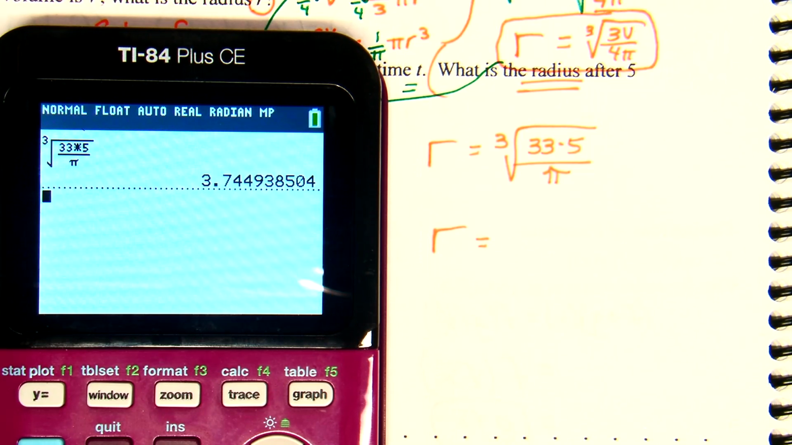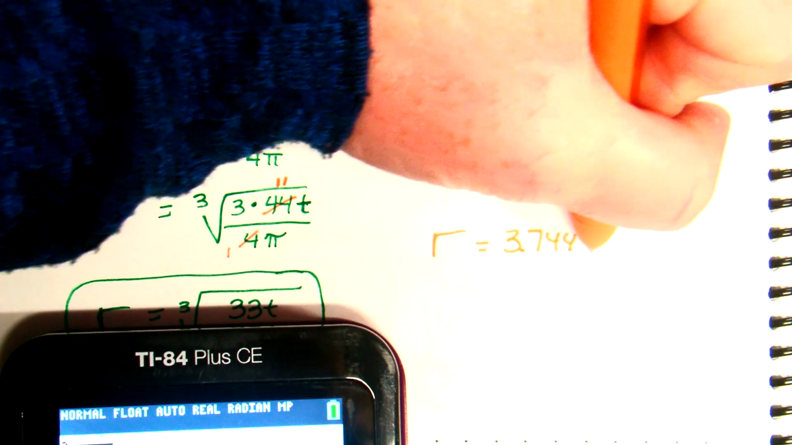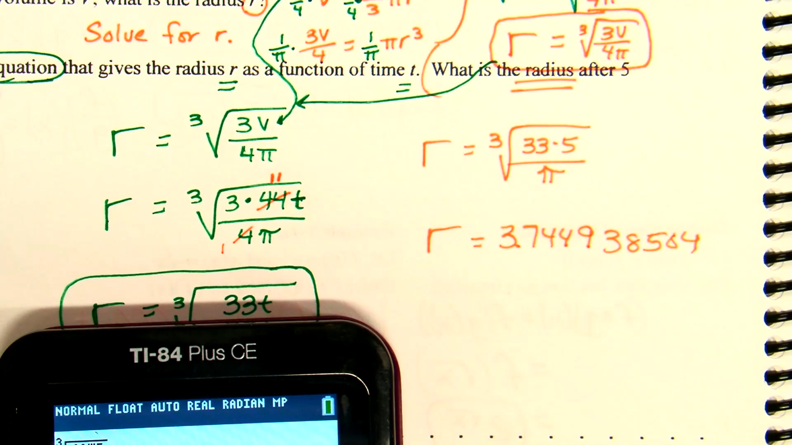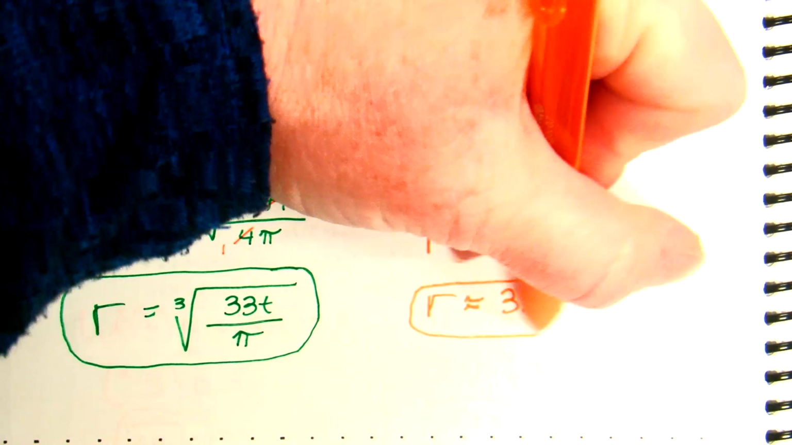Okay. So r comes out to be 3.744938504. If you're comparing your calculator answer, the radius, so I'd give a couple decimal places. So the radius is approximately, what, 3.74? And what would our radius be measured in? Millimeters.